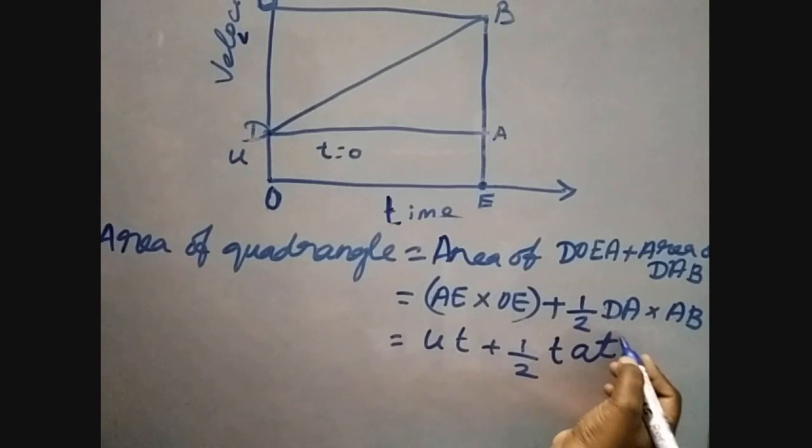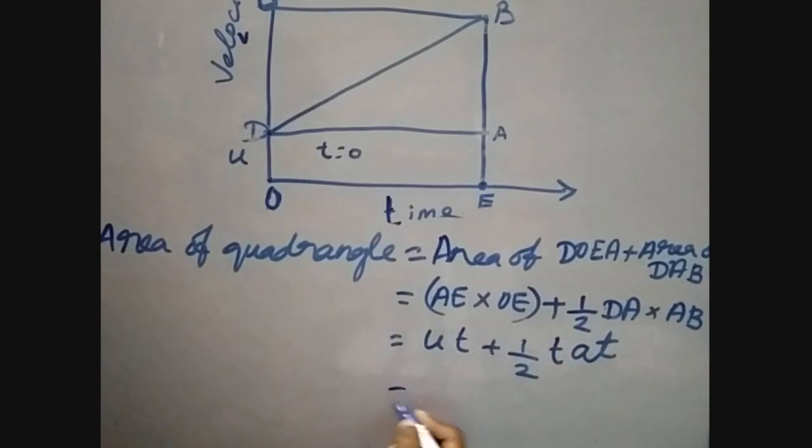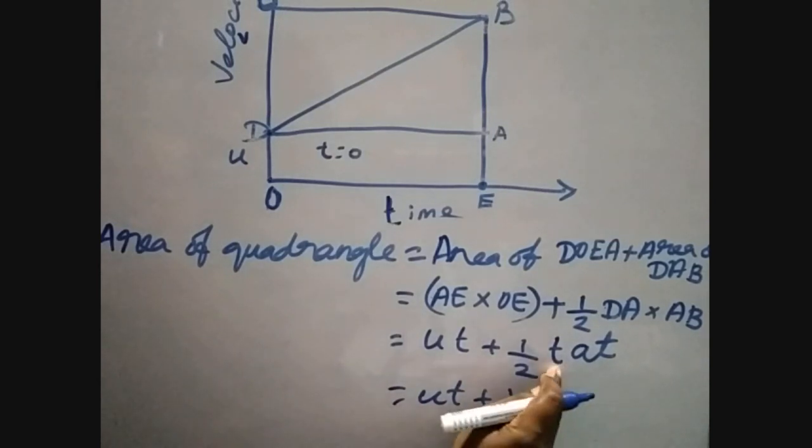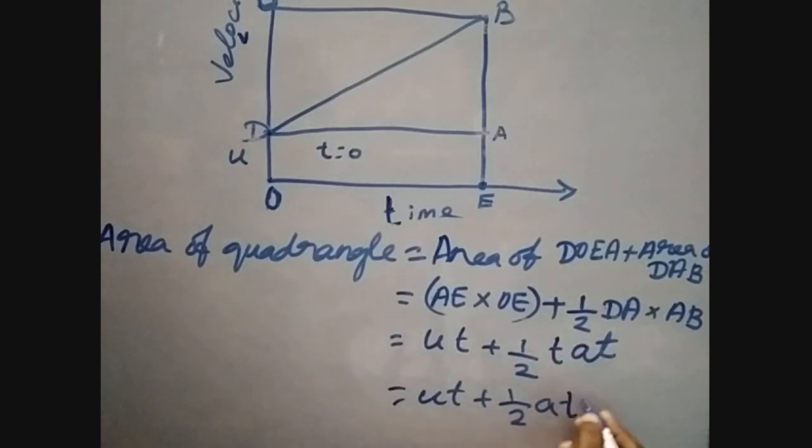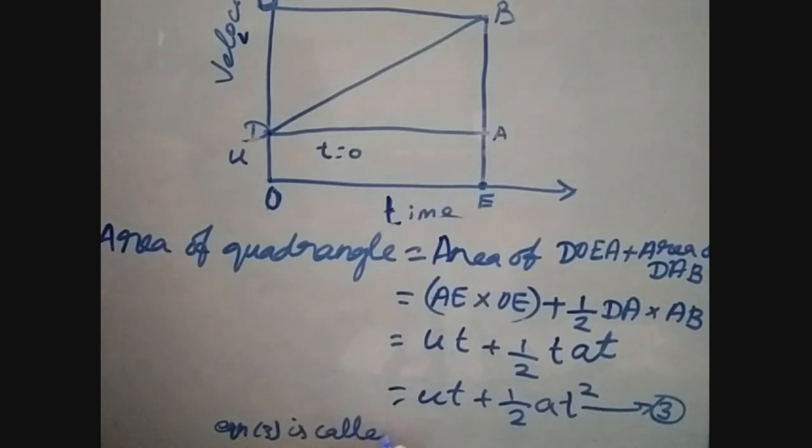Here T into T. Here we have 2T. So UT plus half A into 2T, we can write this as T squared. This is equation number 3. Equation 3 is called the second equation of motion.